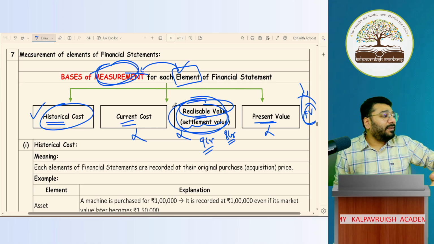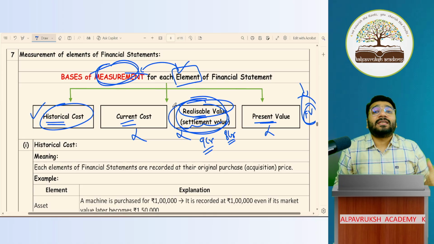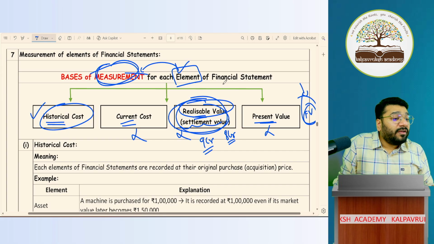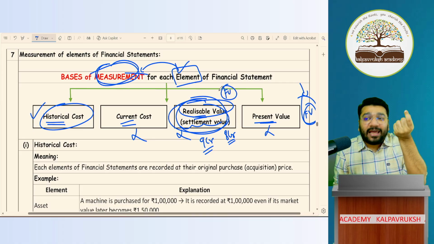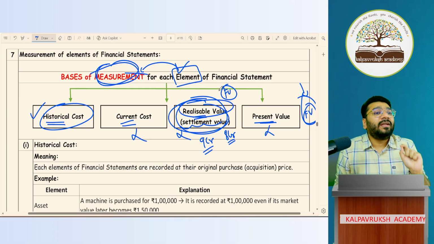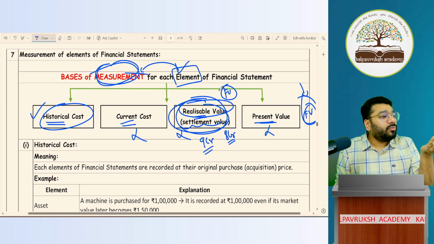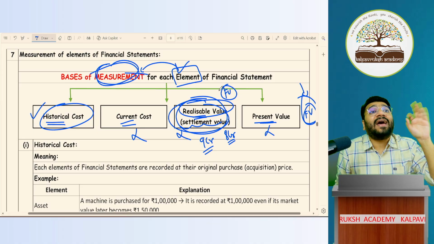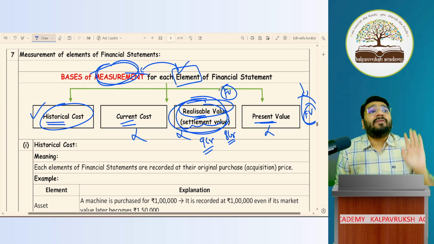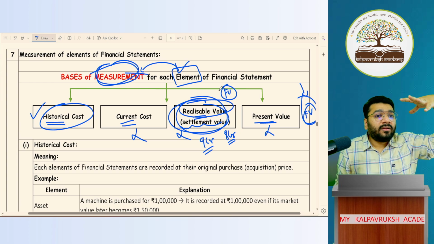This differentiation will get cleared when you go to the specific AS. When you come to AS 10, we'll emphasize fair value. Between fair value and settlement value, there's a thin line of difference. Fair value is at arm's length price, at a fair price, whoever comes and buys. Settlement value will be a little different.